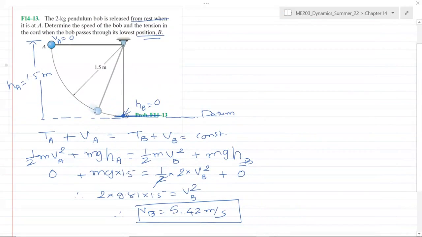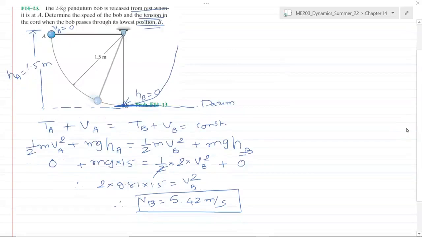So this is how we apply the conservation of energy concept. Define the datum, measure the height from the datum for different points of interest, record the velocities based on the problem definition, and apply the conservation of energy equation. We also need to determine the tension in the cord when it reaches B. So that's a different question. When it reaches B, it's going through circular motion, so we can apply the normal-tangent coordinate system at B.